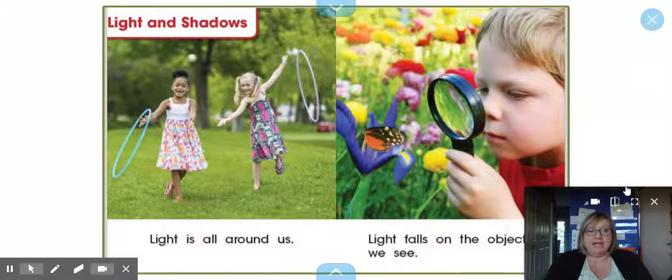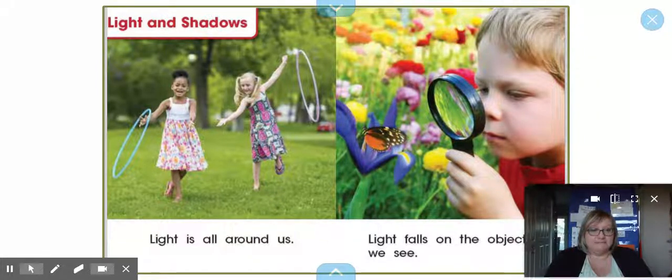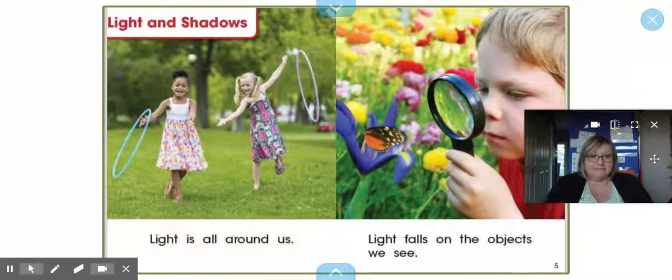Okay, so we have our heading here. Try to move this out of the way a little bit. And the heading is called Light and Shadows. So again, when we have a heading like this in nonfiction or informational books, it means that that's what we're going to learn about. The next couple of pages really are going to give us information about that. So it says, light is all around us. Light falls on the objects we see.